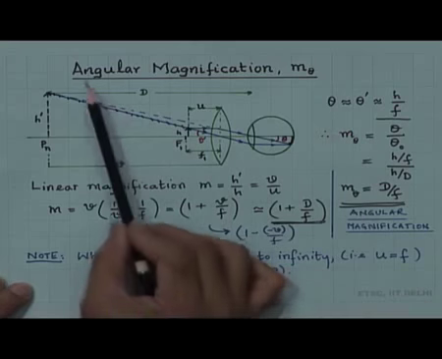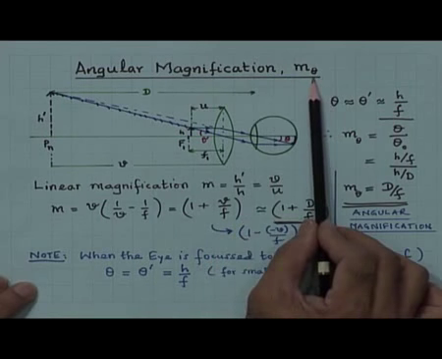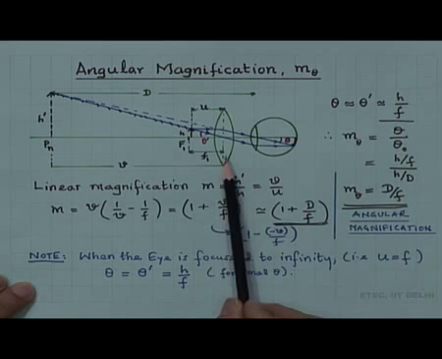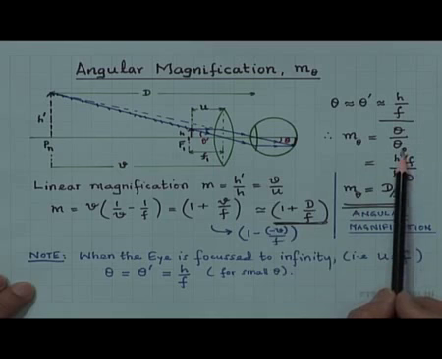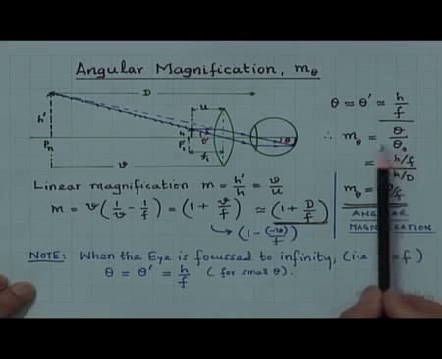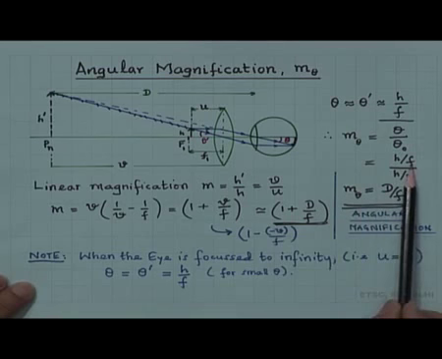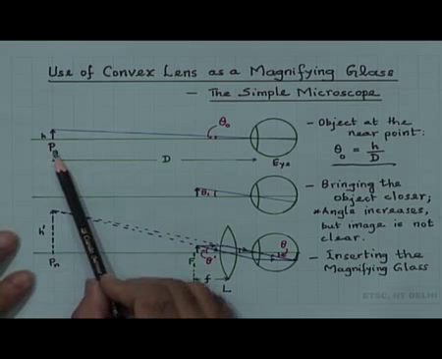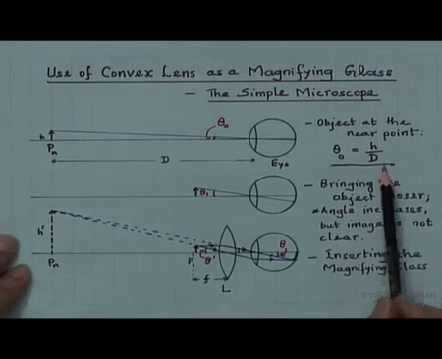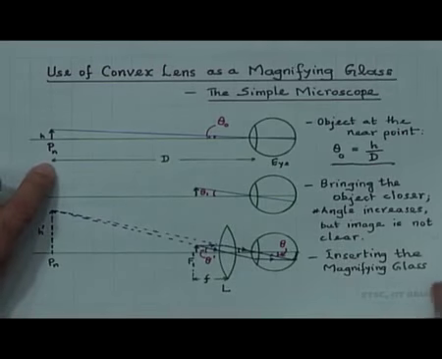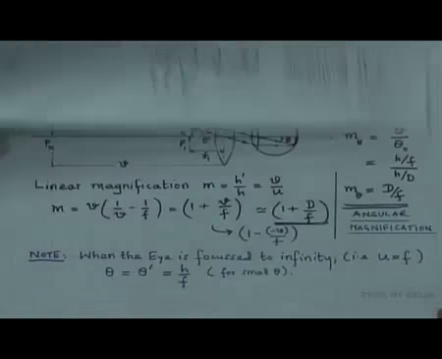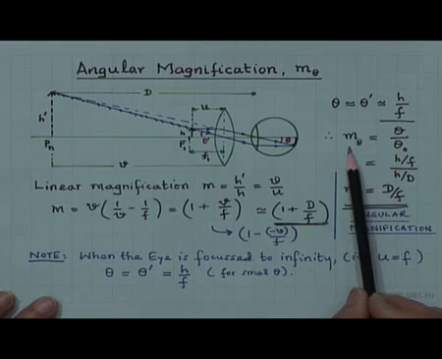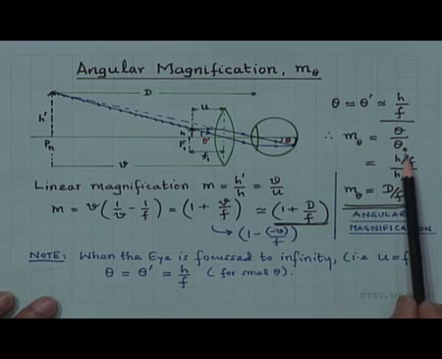The angular magnification, m theta, is defined as theta in the presence of the lens divided by theta 0 without the lens for clear vision, that is h by f. We have seen that when the object was placed at P n, theta 0 was h by d. That is the minimum distance at which it can be placed and seen clearly, whereas the angular magnification is given by theta divided by theta 0.